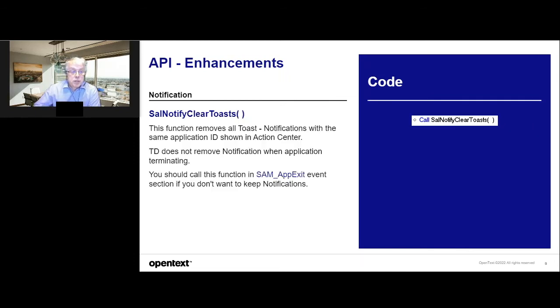So this is also a nice function, notify clear toasts. Maybe you have a long list of notifications inside your queue. You know this, if you are running Outlook, you will see a lot of notifications in the taskbar, and then maybe at the end of the application you want to clear them. So in some application exit event, you can use notify clear toasts, and all the toasts will be cleared.